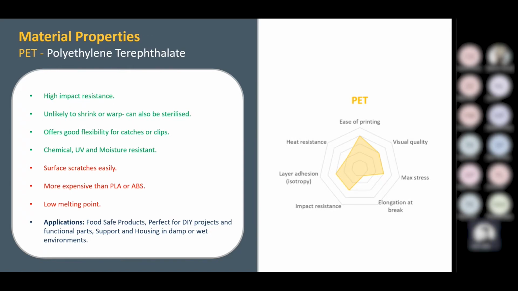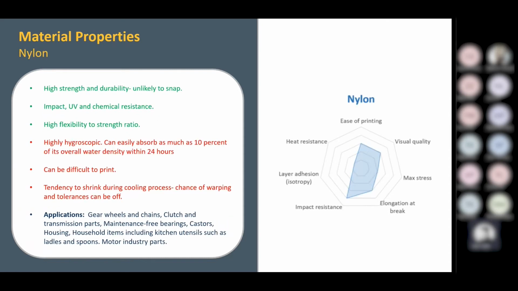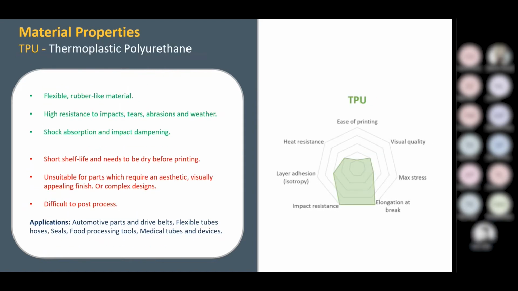Again, PET is very high impact resistant stuff, scratches easily, it's quite expensive, but it is food safe. So again, something to consider. Nylon, typically if you're printing in nylon, you wouldn't be using an FDM machine, you'd be using an SLS machine, which we'll talk about in a sec, just because nylon is a fantastic material to print with.